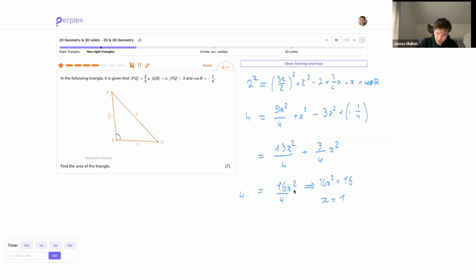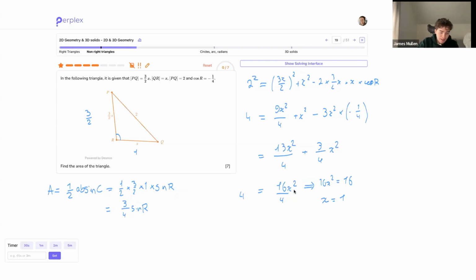All right, so now I know x, which means that this is 1, and this is 3 over 2. And now I'm trying to find the area of the triangle. And I have a formula from earlier, which is 1 over 2 ab sine of c. Or I could write this in this case as 1 over 2 times 3 over 2 times 1 times sine of r. And that's actually just going to be equal to 3 over 4 sine r, but I don't know what sine r is right now. The question only gives us cosine of r.